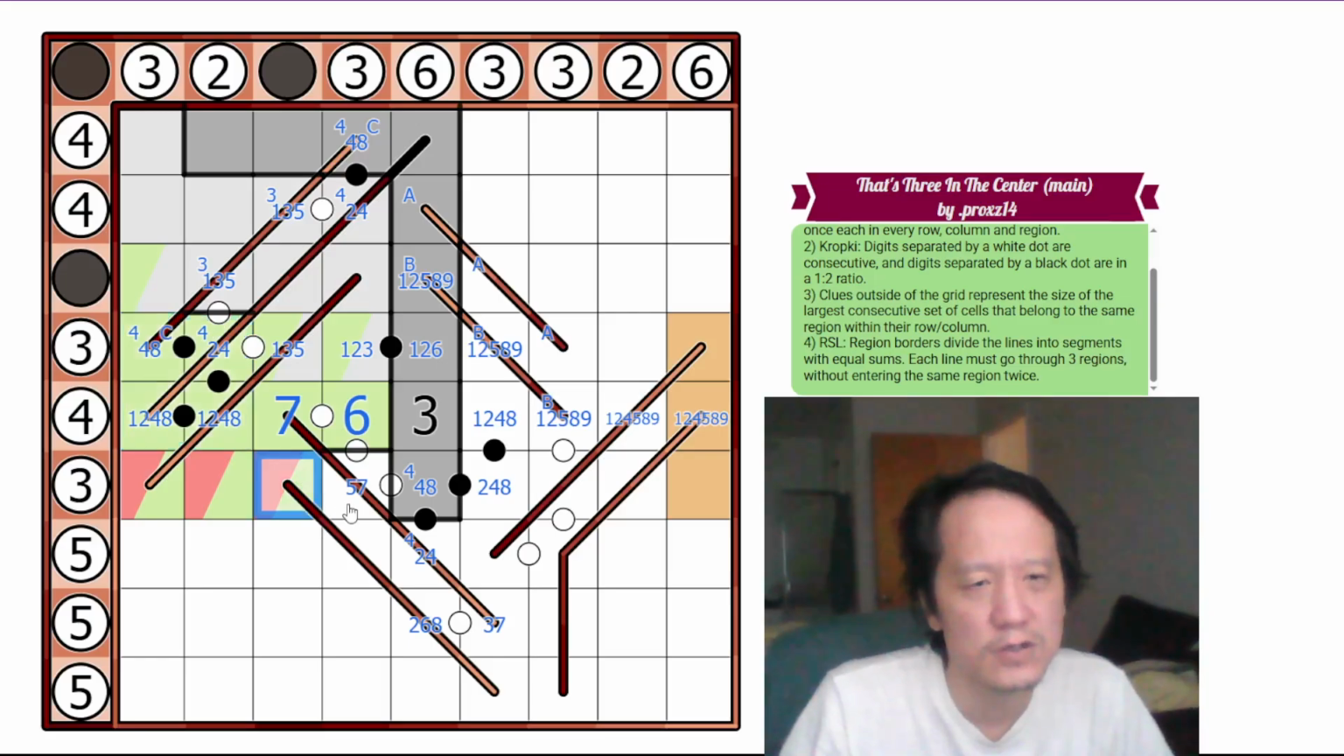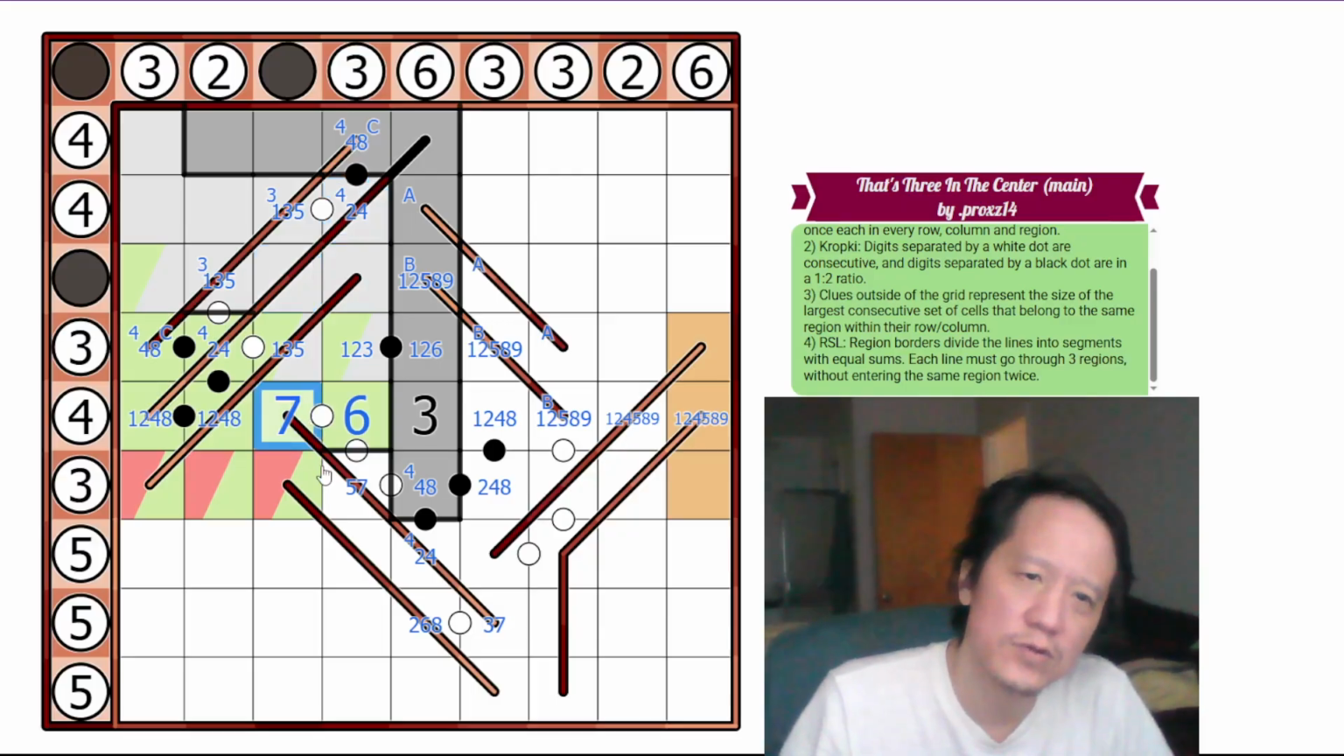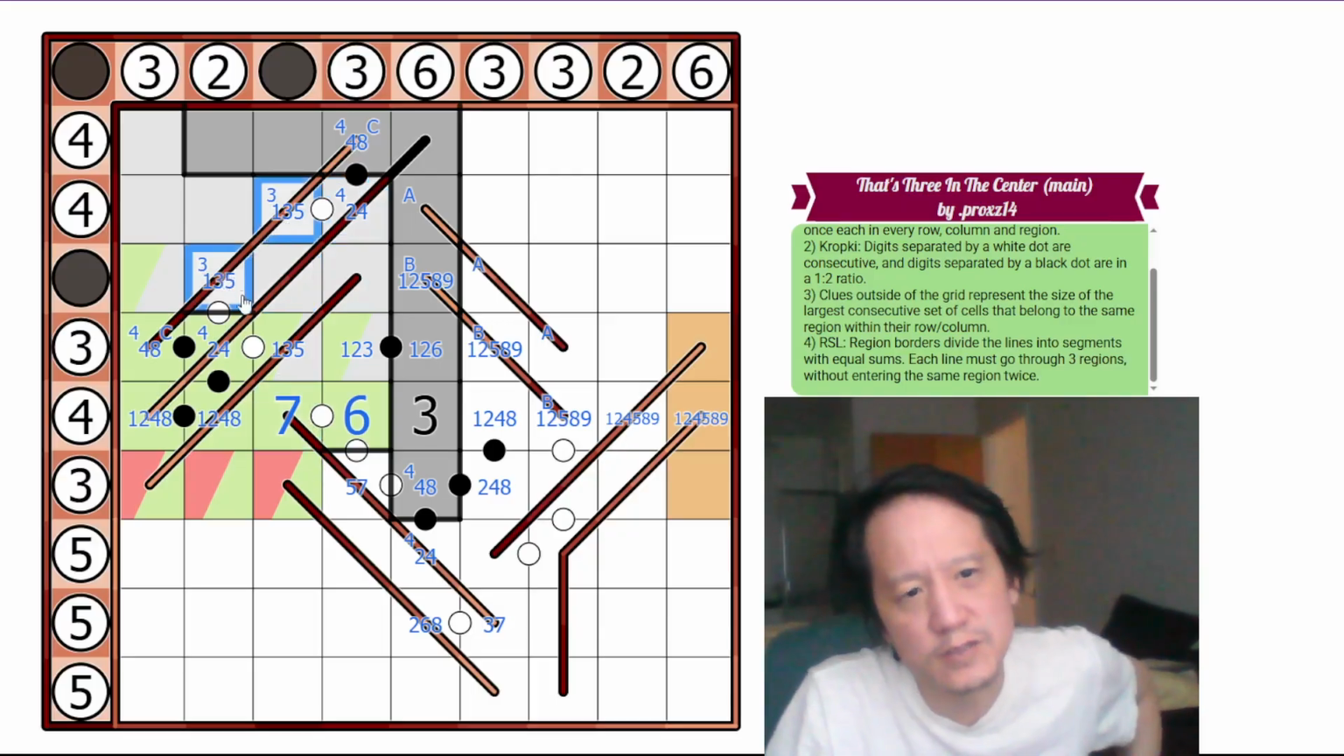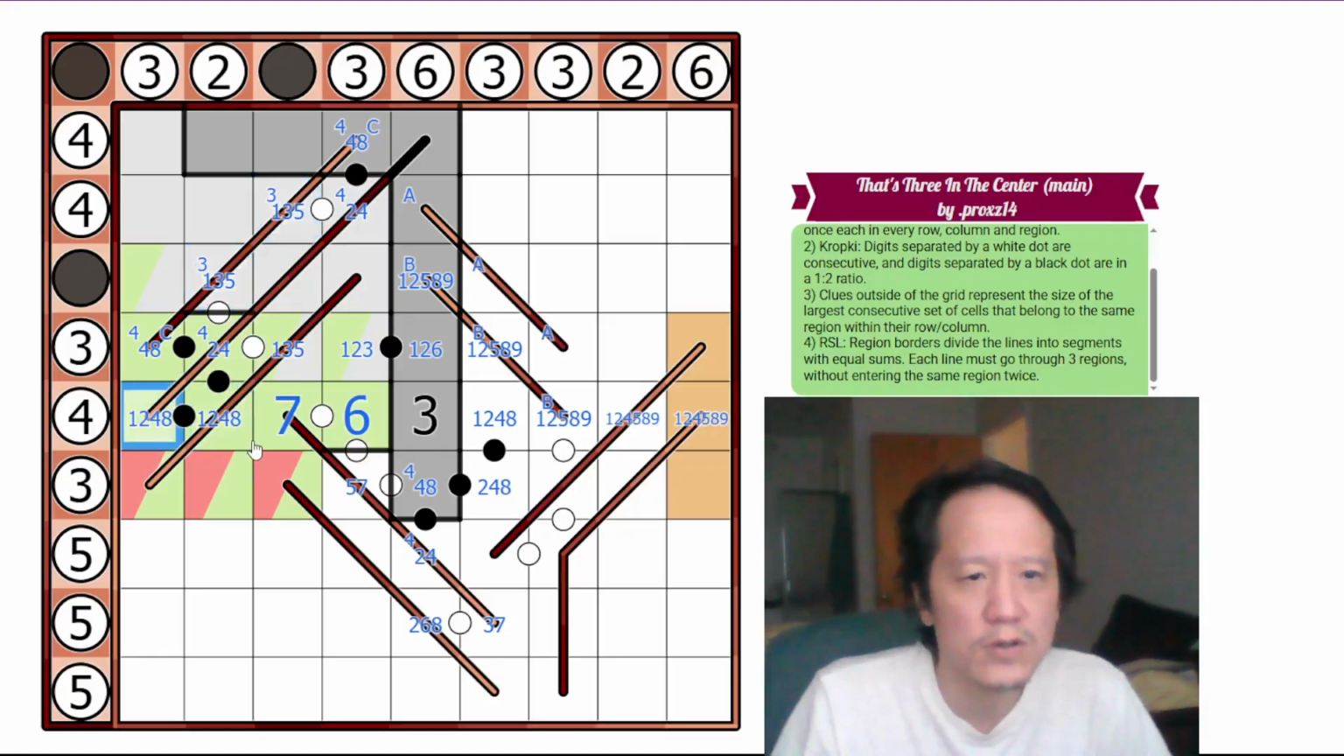That's interesting. This would be the sum of these 2. 3 would be guaranteed to be here. Green would be adding up. So this would be the same digit as that. And this would be guaranteed to be 1, 2, 4, 8. So this would be all green.